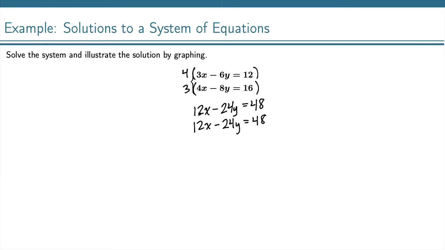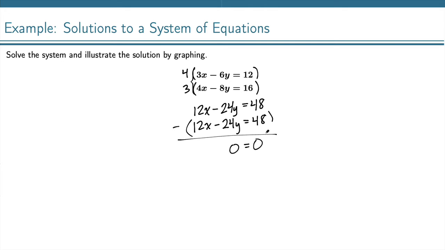Now these are identical. So if we could just subtract these, all we're going to get is 0 equals 0. Now obviously 0 equals 0 is just a true statement no matter what. What this means is that there's actually an infinite number of solutions.